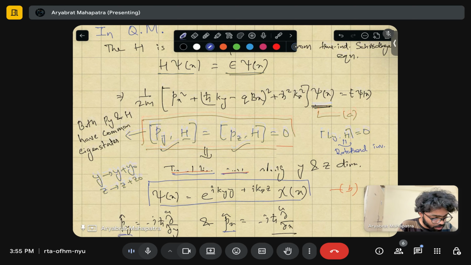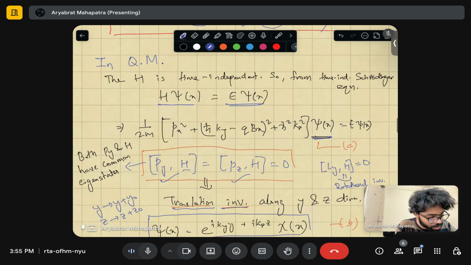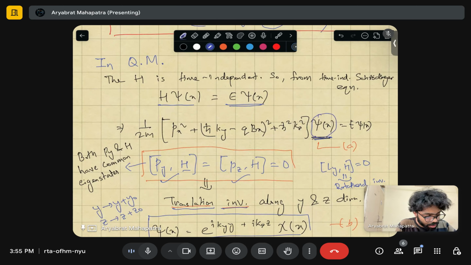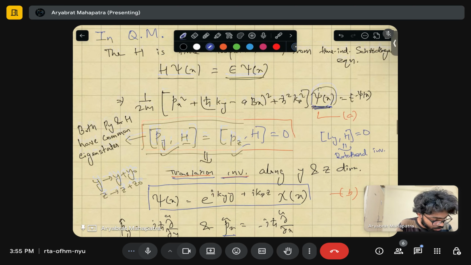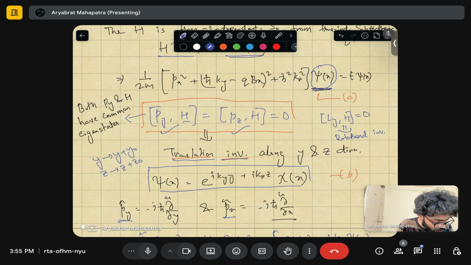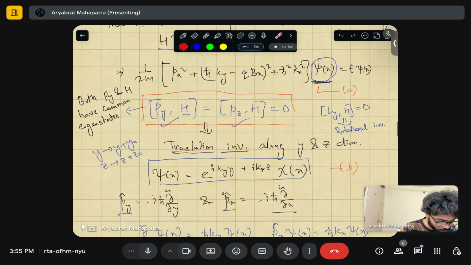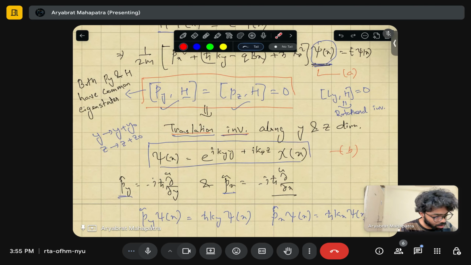So if your Hamiltonian satisfies these two properties, then you can write down the solution of the Schrodinger equation, that is, psi, in this form: exponential of i ky y plus i kz z, multiplied by this chi of x.